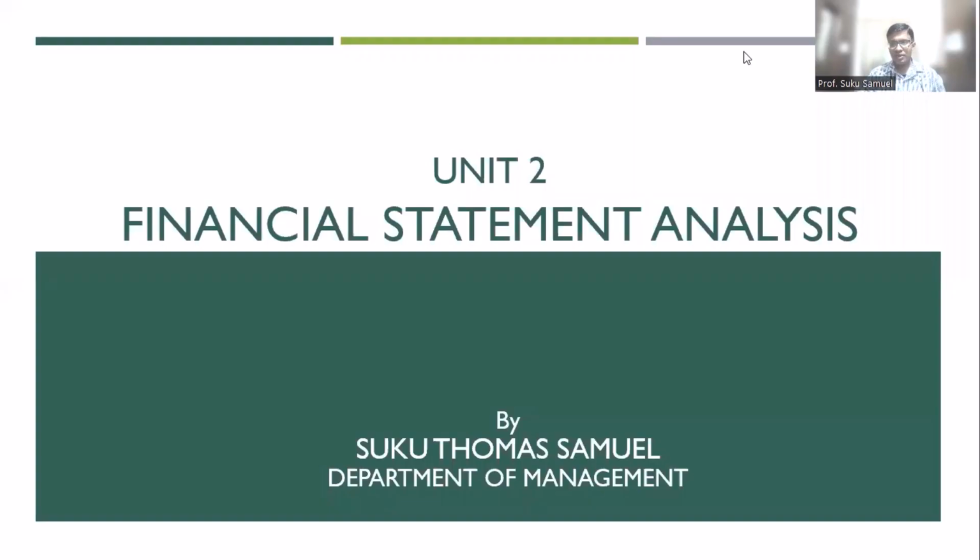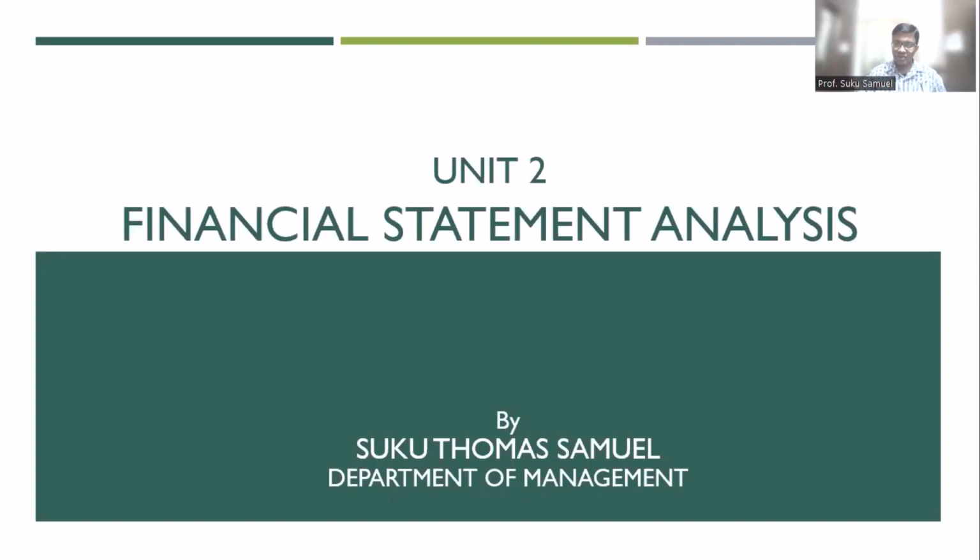In the second chapter, we would be covering financial statement analysis. In this chapter, we will try and understand what a financial statement is, what is meant by financial statement analysis, and we'll also be discussing a few techniques that will be coming under financial statement analysis.